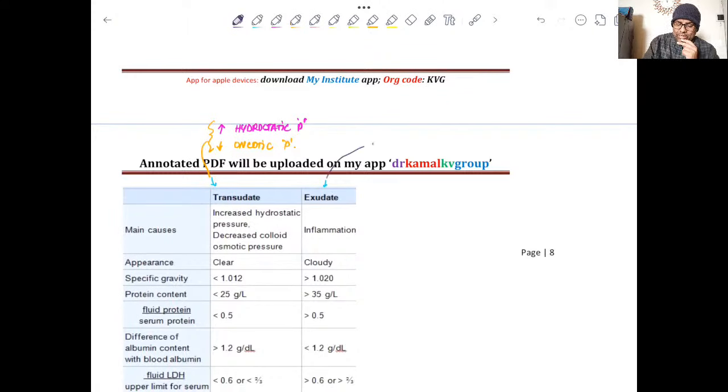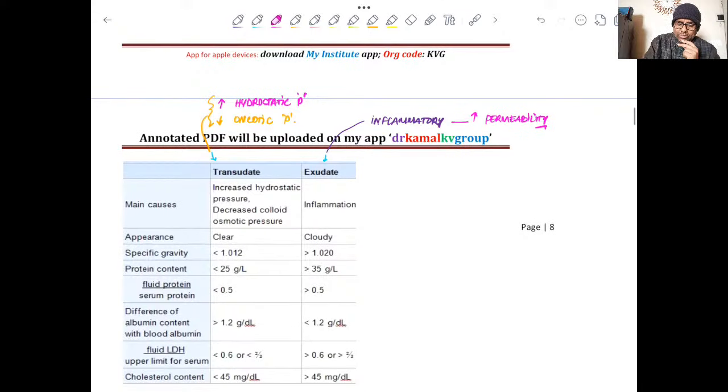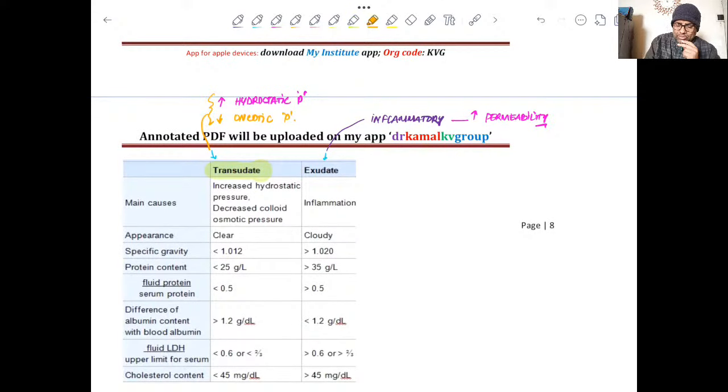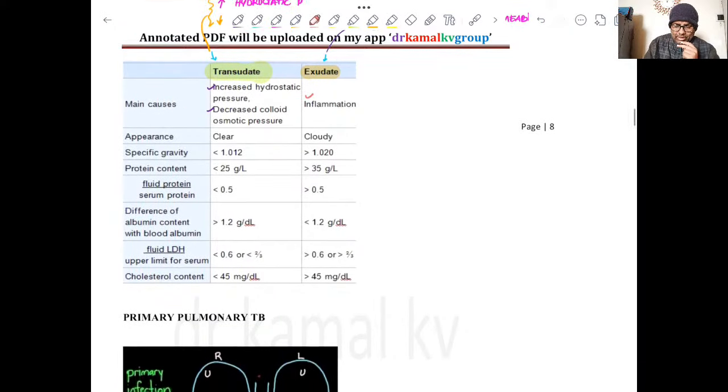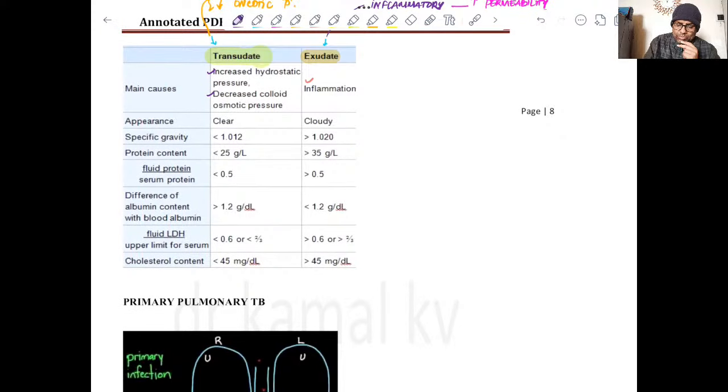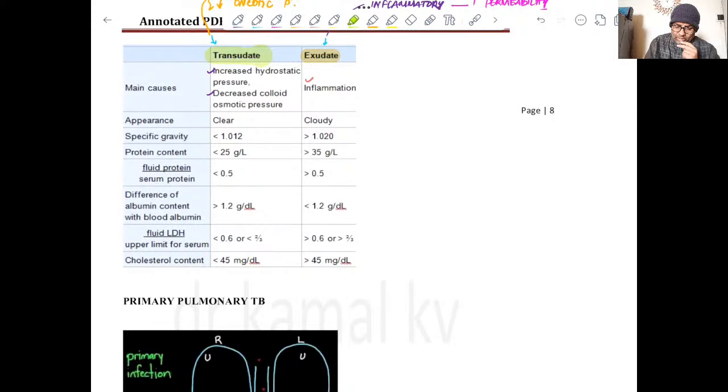And exudate is usually taken for inflammatory conditions or any conditions which increase permeability of vessels. Permeability means leakiness. So the leakiness will promote outflow of the fluid from the vascular compartment, right? So these are the two varieties, transudate and exudate. In transudate, the main cause is increased hydrostatic pressure or decreased oncotic pressure, and in exudate it is mainly inflammatory.